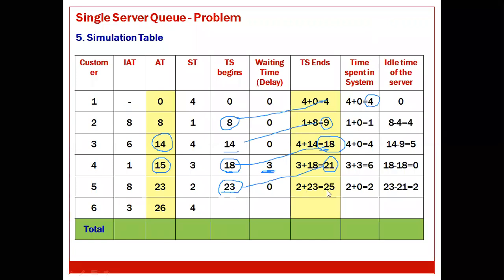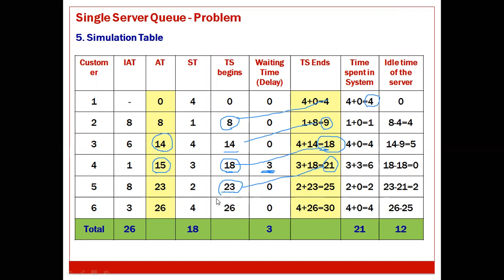The next one: time service begins for the next customer. It is ending at 25. The customer is arriving at 26. So 26 is the next time service begins. There is no waiting time. And similarly, you calculate it. 26 minus 25, that is 1 will be the idle.